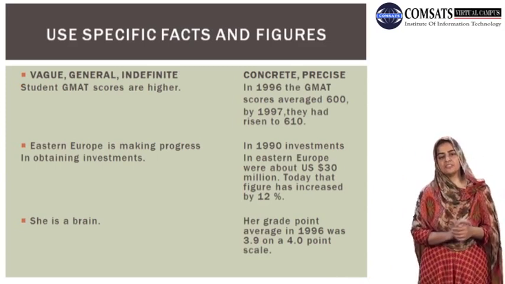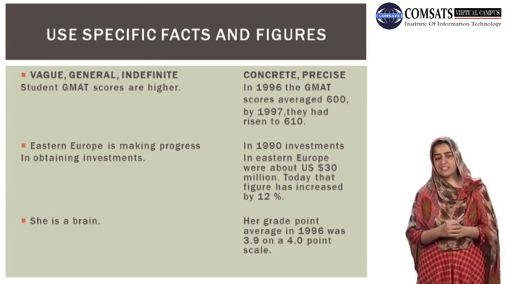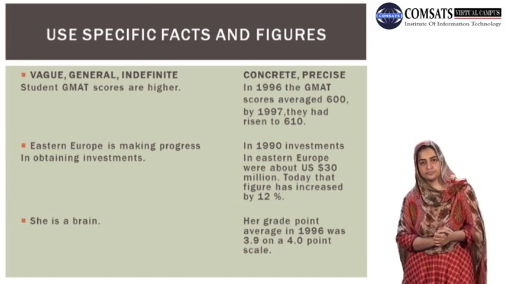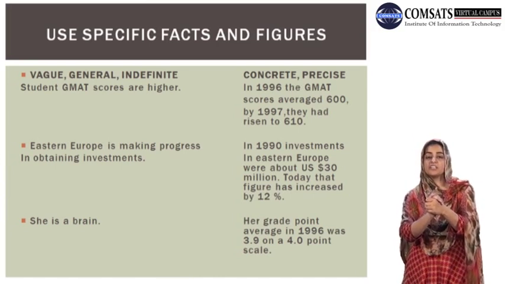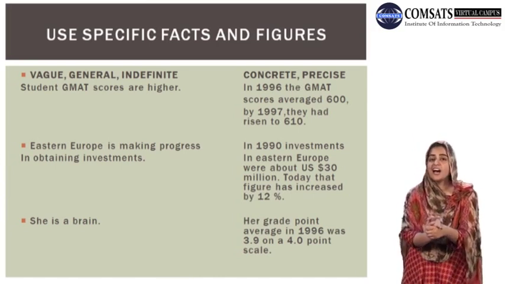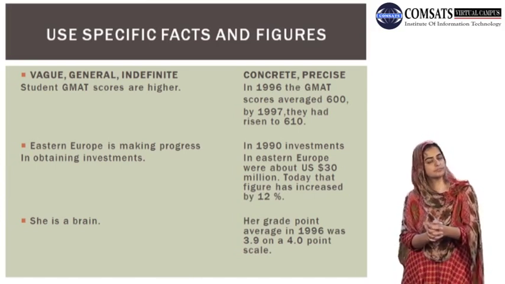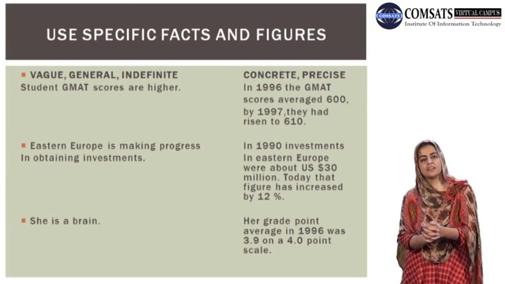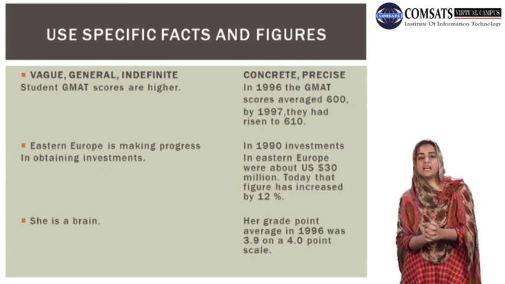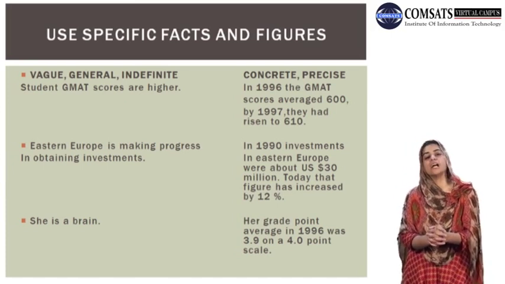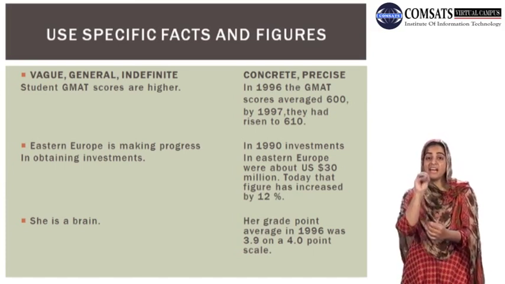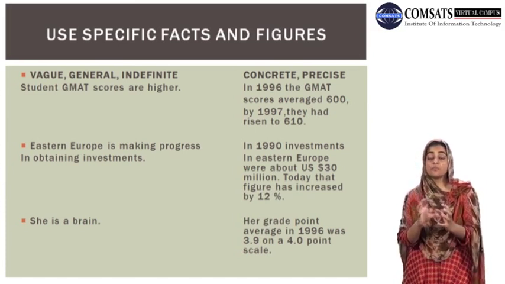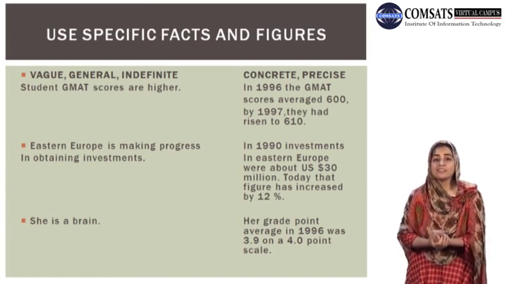There are 2 types of statements. One is a general and vague statement, and the other one is a specific, to the point, concrete statement, which has facts and figures. This car runs fast. General statement, by the way. If I say Toyota Corolla 1990 model runs at the speed of 300 kilometers per hour, here you have added up facts and figures. And when you add up facts and figures to your reports, what happens? Your report becomes a concrete report.